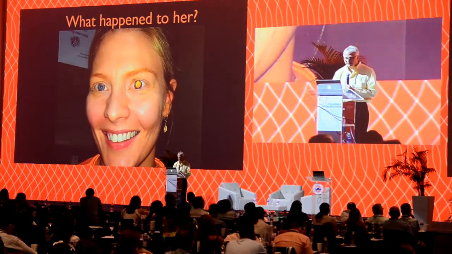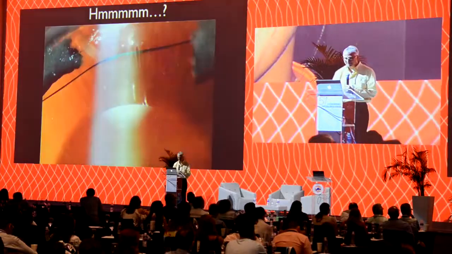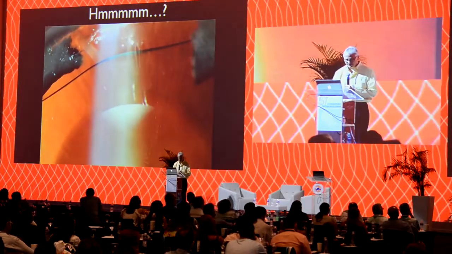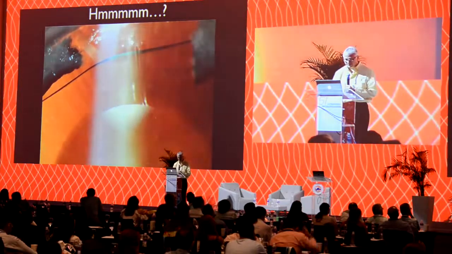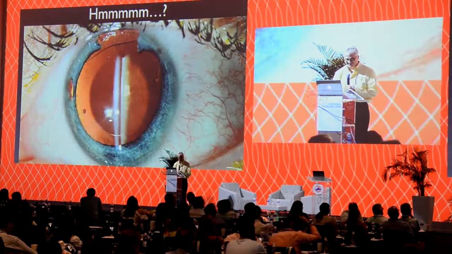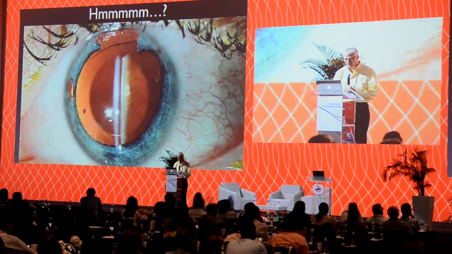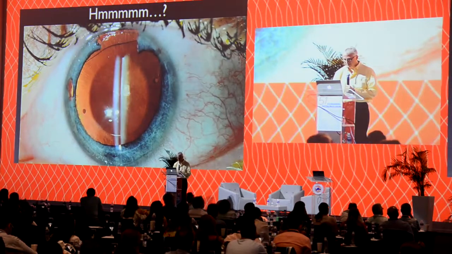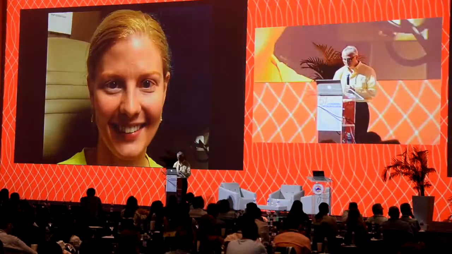Anybody want to guess what happened to this nice young lady? Anybody want to guess now? There's a zoomed in picture. Okay, I'll zoom out. This is an ICL gone awry. Patient had a post-op pressure spike. Ended up toasting the iris, glaucoma and Fleck en with cataract, lots of problems.